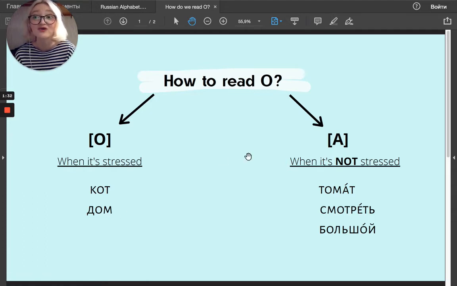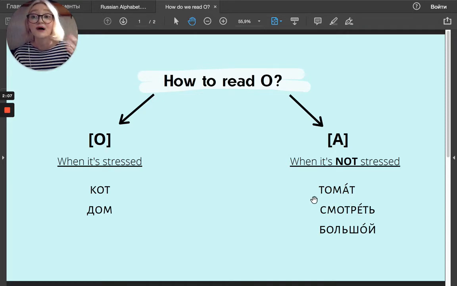Now let's talk about A. This one is more interesting. So when another vowel is stressed, we read O like A. The question, how do I know which one is stressed? Every time you learn a new word in Russian, you memorize the special stress position. You memorize which vowel is stressed. So you just learn it and memorize it. There's no logic here.